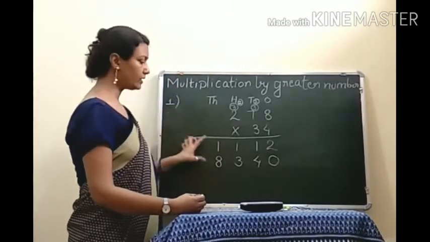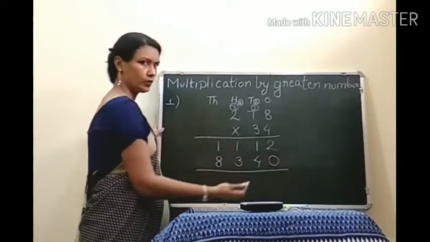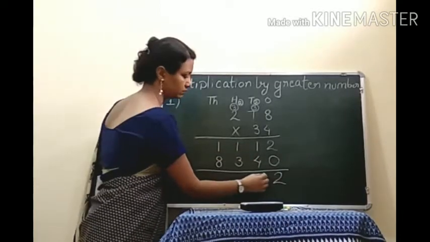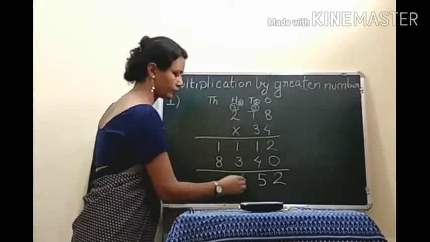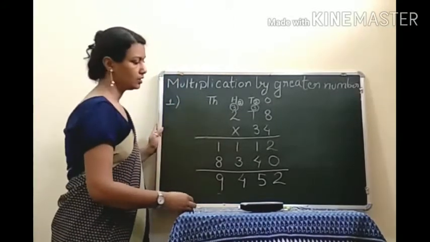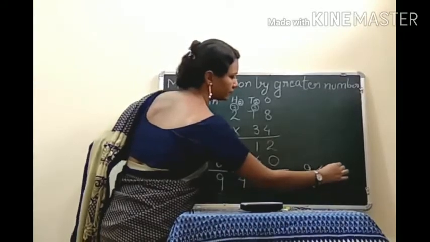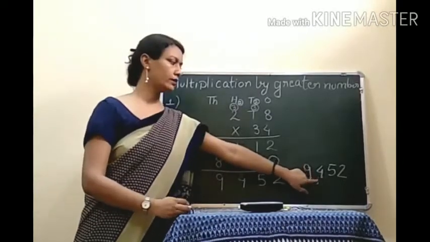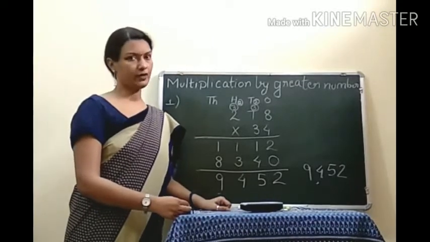Now as I told you, we add them. So we will add this. 2 plus 0 is equal to 2. 1 plus 4, 5. 1 plus 3, 4. 1 plus 8, 9. So what is our product? 9, 4, 5, 2. How will we say it? 9,452. Understood?